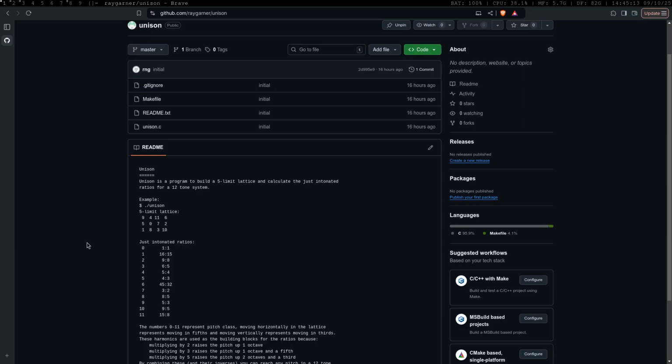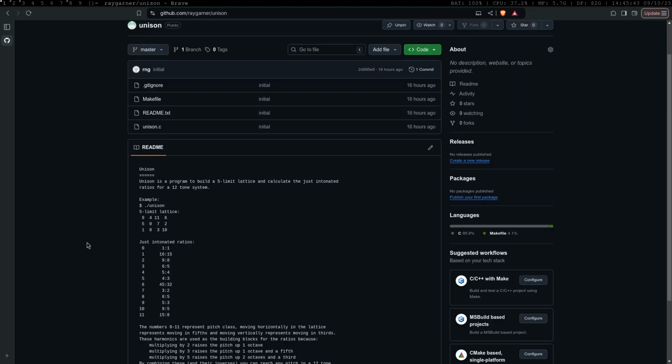So if you're not sure what a lattice is or ratios or what this is, I'll put a link in the description to a video I've made previously which talks a bit about it. But you might be better off looking in the description, and there's a few videos made by people that know more about it than me and are better at explaining it. So I'd recommend checking those out if you're not sure.